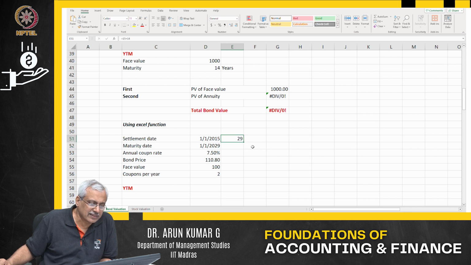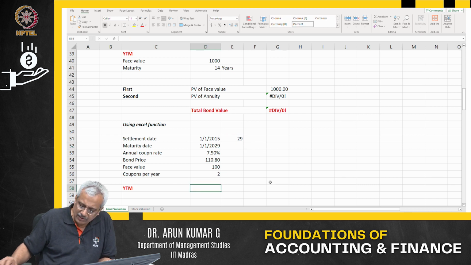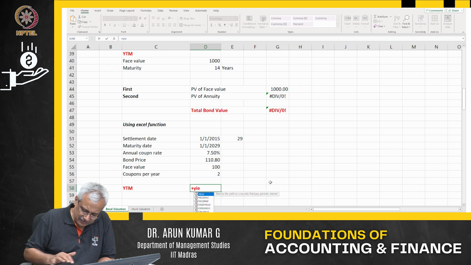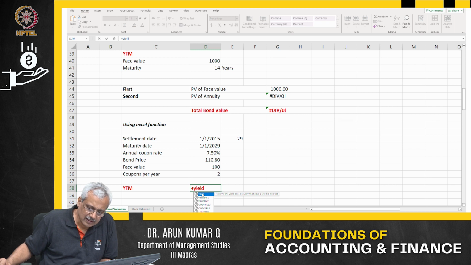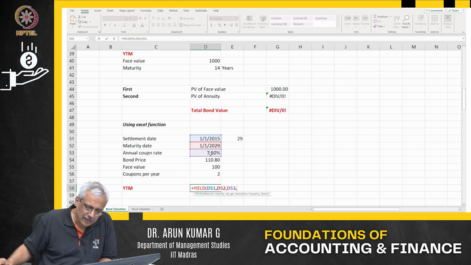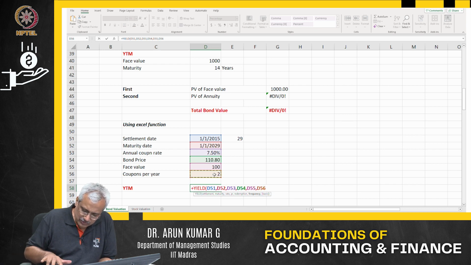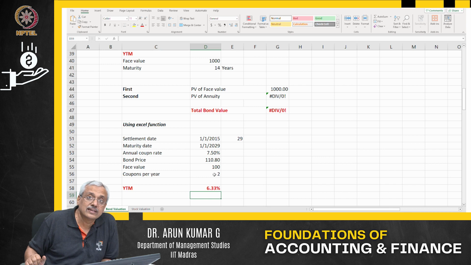Let's use an Excel function out here. All that I will do is yield: settlement, yes, comma, maturity, yes, comma, rate 7.5%, price 110.18, redemption 100. What is the frequency? 2 out there. I just do this and then, well, I have the yield at 6.33%.